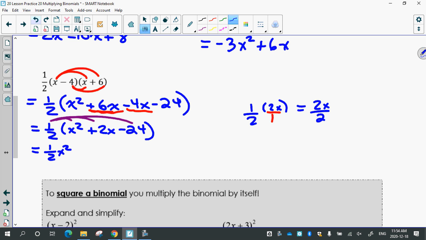Because 2 divided by 2 is 1. Or you can think of what's a half of 2x? 1x. Okay? And by the same logic, what's a half of negative 24? Negative 12. Or you can still do the half times negative 24 over 1. Multiply the tops together, the bottoms together, and divide. Either way, you're going to get negative 12. Okay?